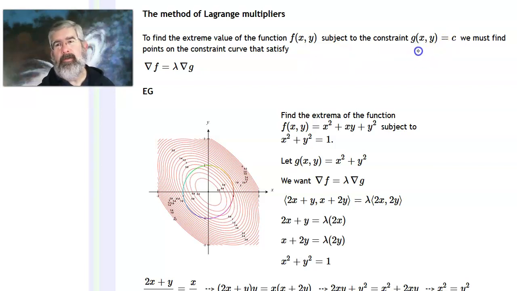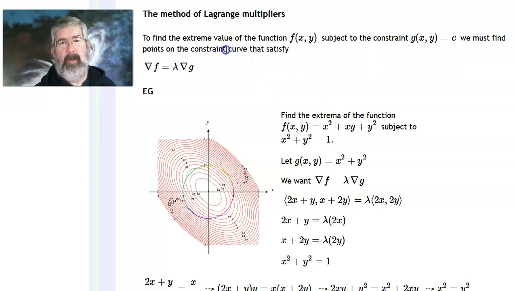And I have the curve described here implicitly, right? This is not y as a function of x or anything like that. This is just some function of x and y equals a constant. The set of points in the plane that satisfy such an equation is usually a curve, right? And we want to find the points in the constraint.